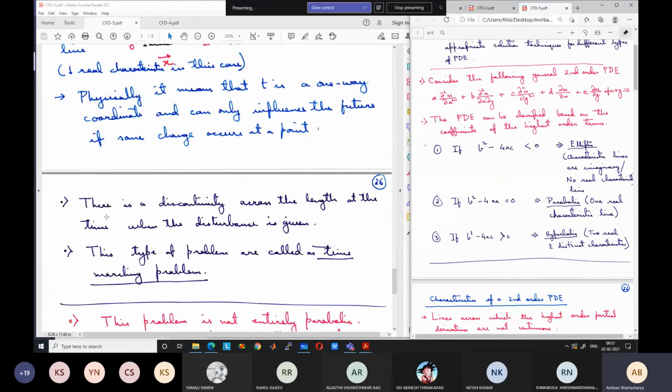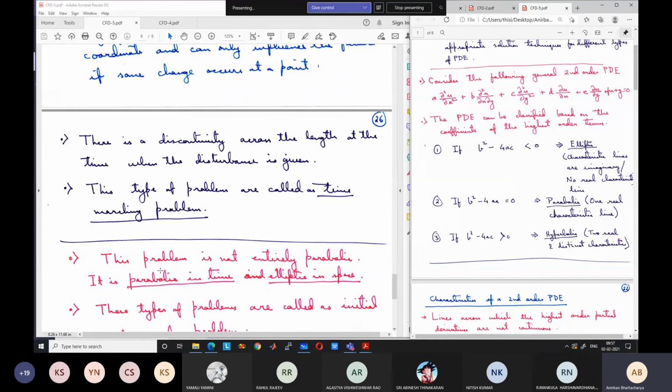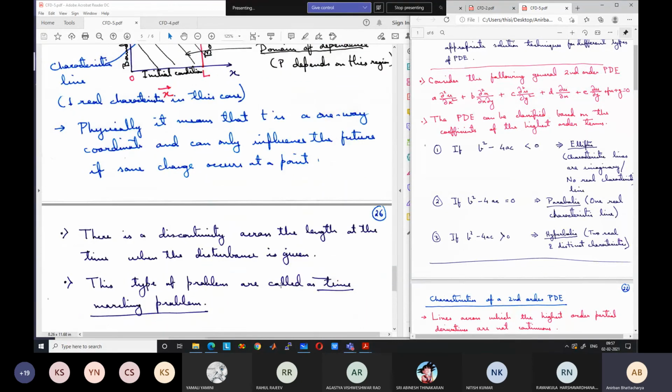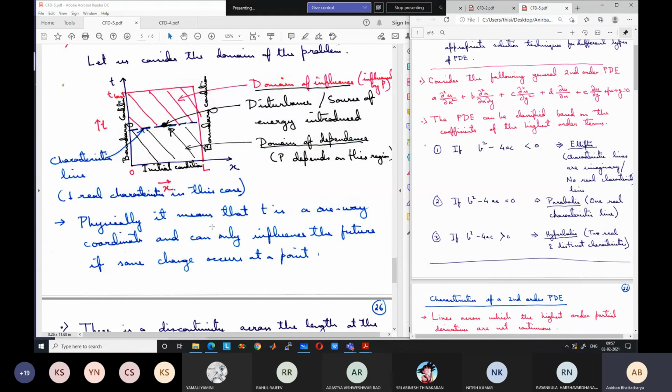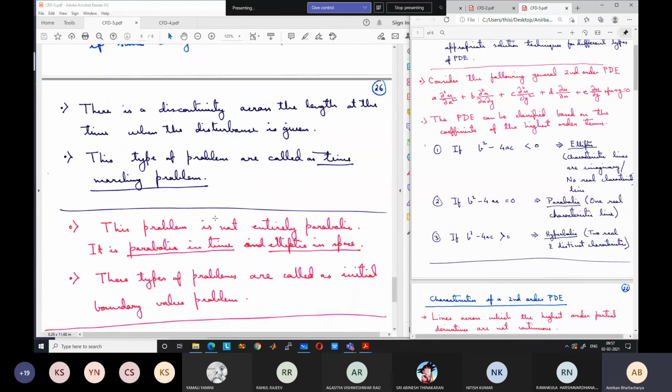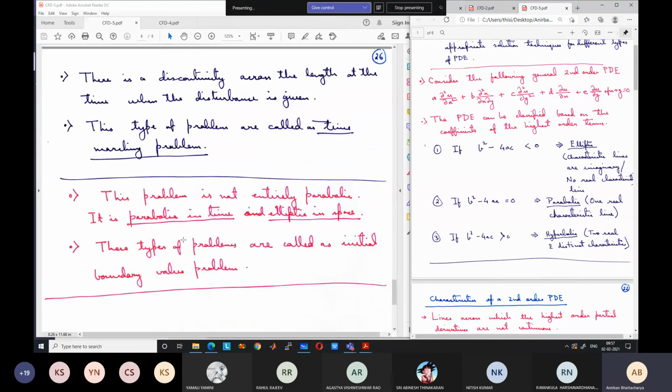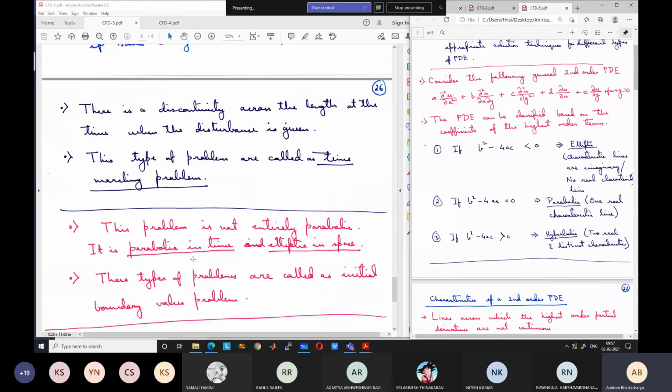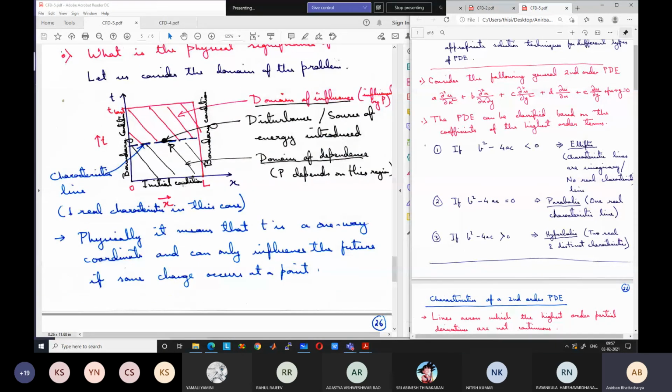So more accurately we should call it parabolic in time and elliptic in space. Although in many books it is just written as a parabolic problem, the more accurate description is parabolic in time but elliptic in space. This type of problem is also called an initial boundary value problem, because there is one initial condition and two boundary conditions. We cannot have another time condition because the future cannot influence the past.